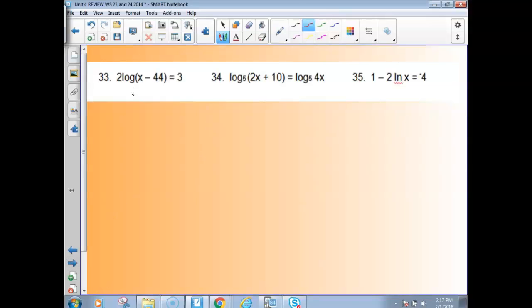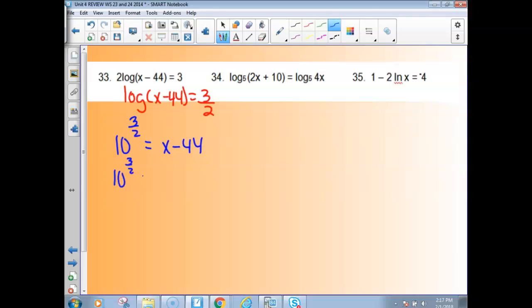Okay, number 33. We need to divide by 2 first. You have to isolate your logarithm. That's 3 halves or 1.5 if you'd rather write a decimal. Don't really care. Now the base is 10, we need to exponentiate it. So it's 10 to the 3 halves equals x minus 44. And then we'll add 44. So whatever 10 to the 3 halves is plus 44 is your answer. And that comes out to 75.6.